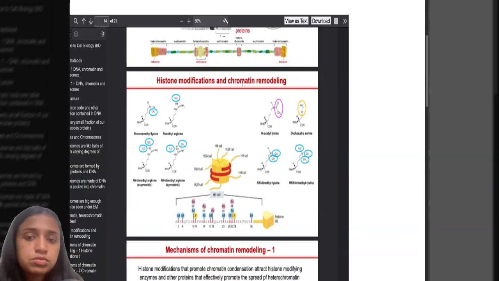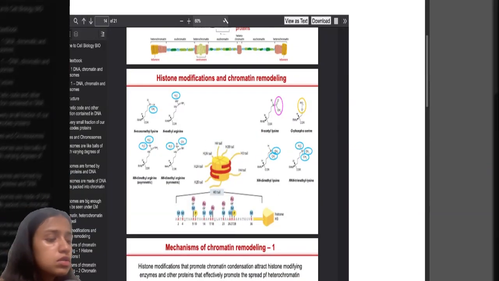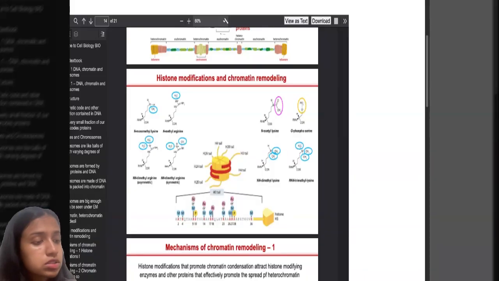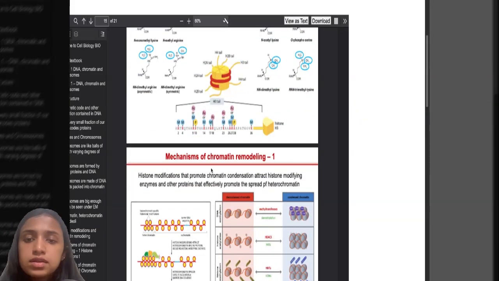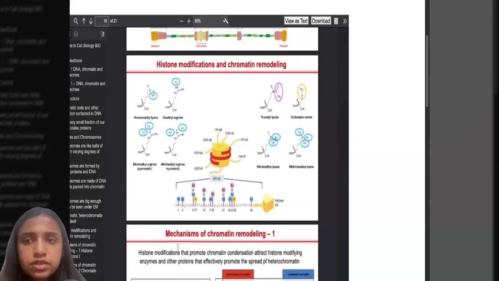Histone modification and chromatin remodeling is what we're talking about here. So I will jot this slide down, which is slide 14, and go over it again. Mechanisms of chromatin remodeling. Hopefully this will clarify the slide.